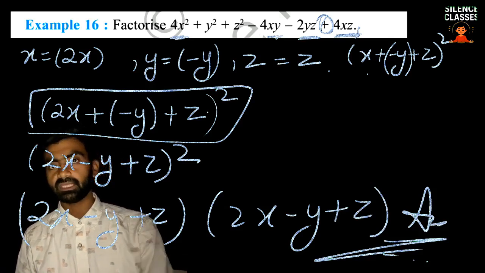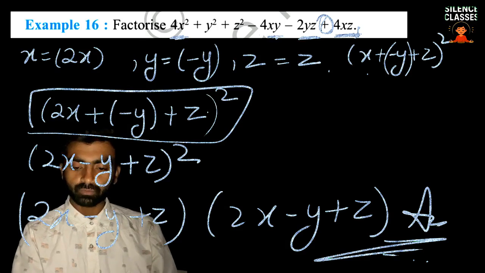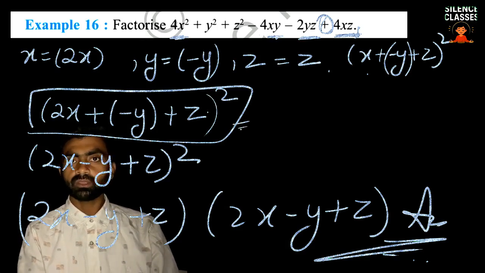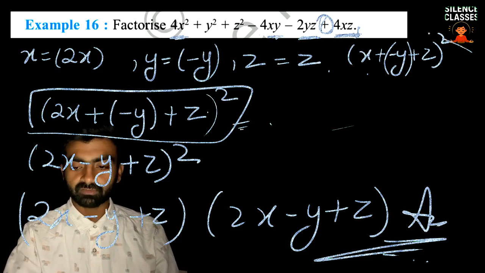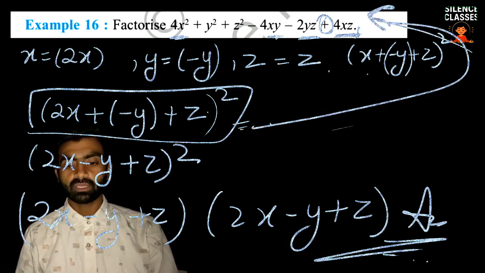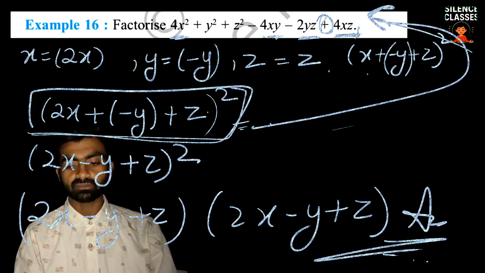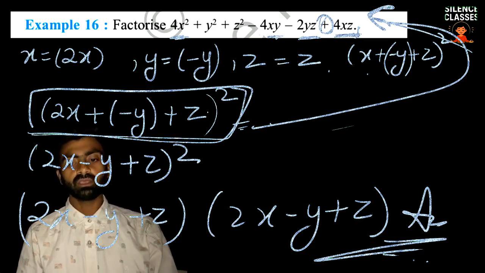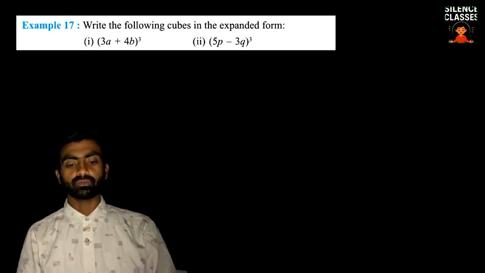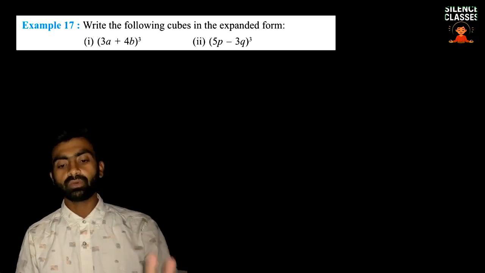I have explained each and everything. I have solved that particular thing also to show you how, by using this and doing the expansion, whenever we do the expansion, we will get the same value which is given in the question. But you don't have to do that. You just have to factorize it. So find this particular value, write it down twice, and you will get the answer. Now let's move to the next question. Write the following cube in the expanded form. Again, over here the cube is given.